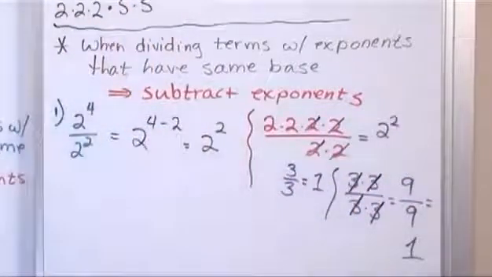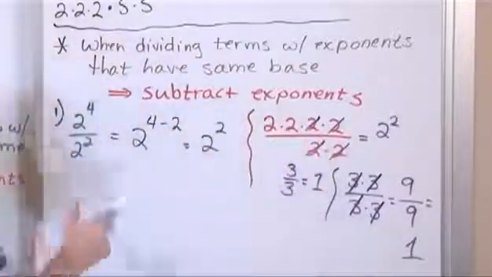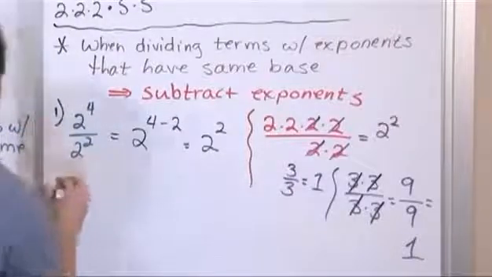But you don't have to think about all that. That's just to give you an idea of why it works. This is the real rule. If the bases are the same, you subtract the exponents. So what else do we have?